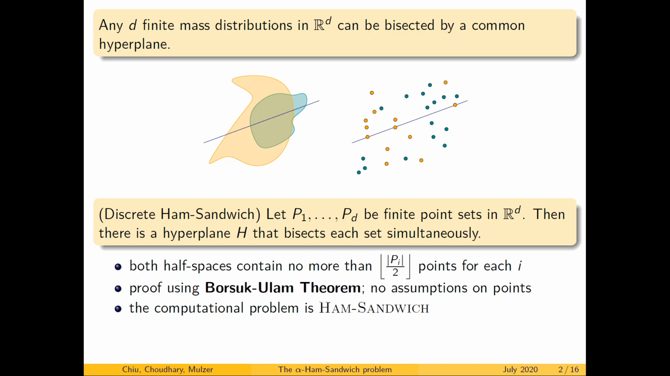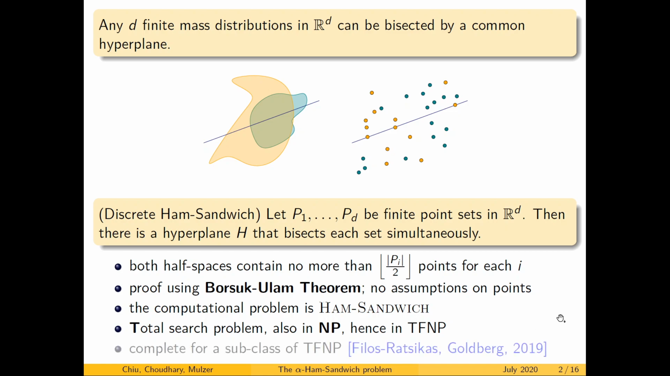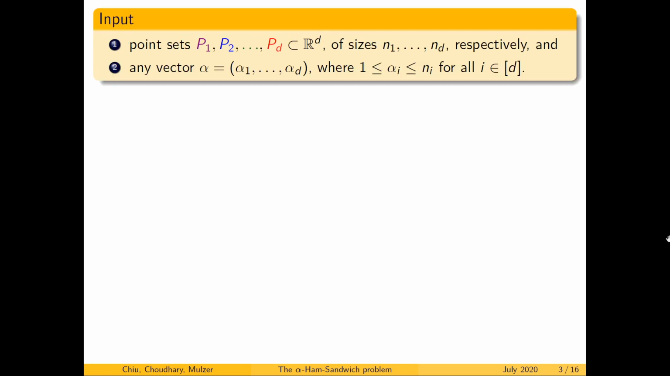The computational problem associated with this would be to find this bisecting hyperplane. Now, since this hyperplane already exists, this is a total search problem. This is also in NP. In fact, it belongs in a complexity class commonly called TFNP. Recently, it was also shown that this is complete for a subclass of TFNP.